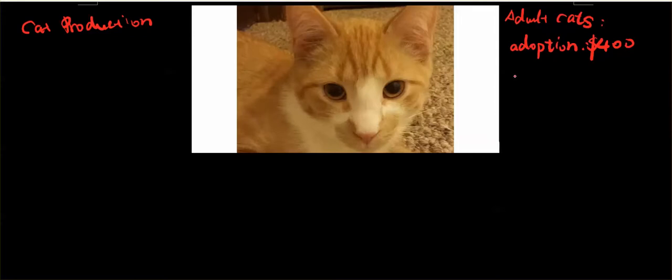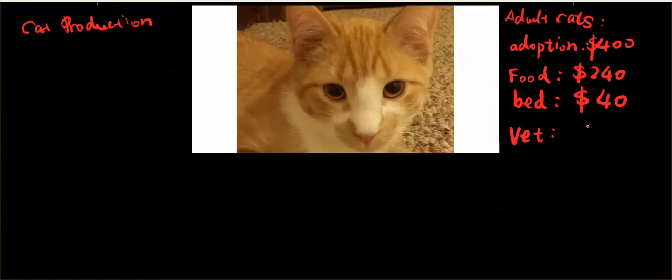And then for each year you need to prepare the food. If one adult cat consumes $120, the two cats will consume $240. And the bed. Let's assume our cats really don't want to share a bed with each other, so each bed costs $20. If you have two adult cats, it will cost you $40. And also you need to prepare money to see the doctor and for the regular exam. One cat costs $100, and the two cats will be $200. So this is about adult cats.